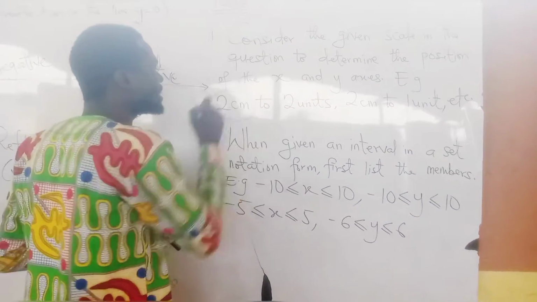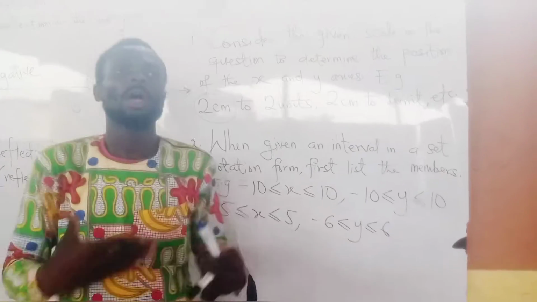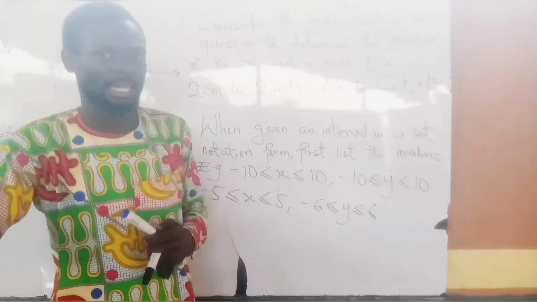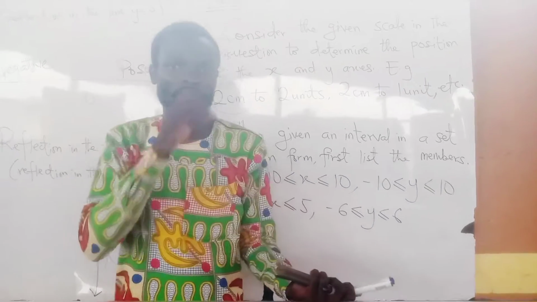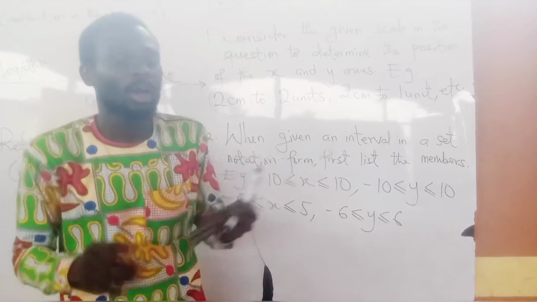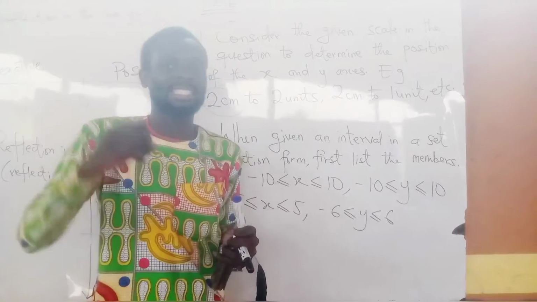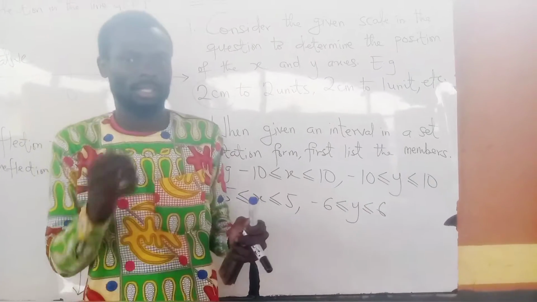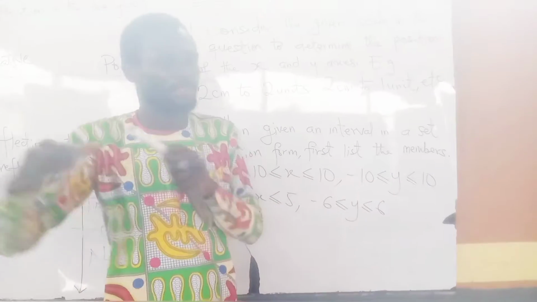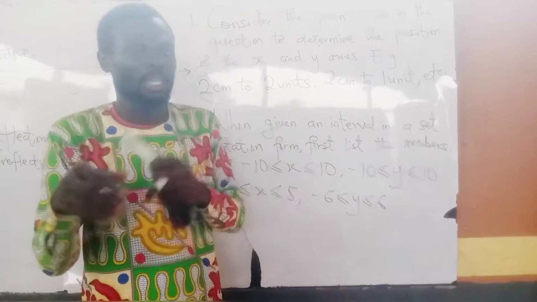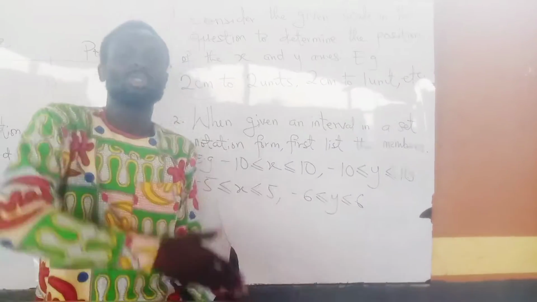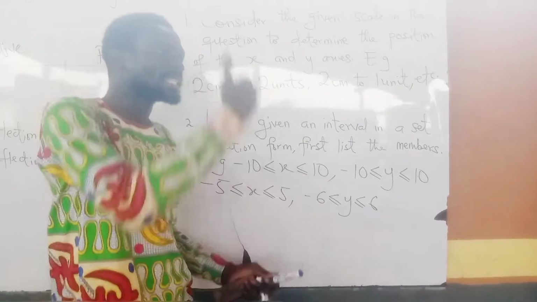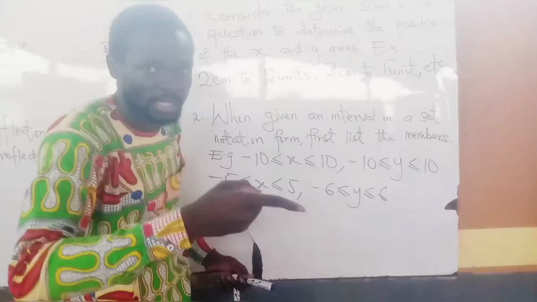Now this 2 centimeters here, on the graph, you are going to get 2 centimeters from one thick line to another thick line. On the graph, you will notice that we have thin lines, thick lines, and very thin ones. We are dealing with the thick and the thin, not the very thin. So when we say 2 centimeters, it is from one thick line to another thick line.